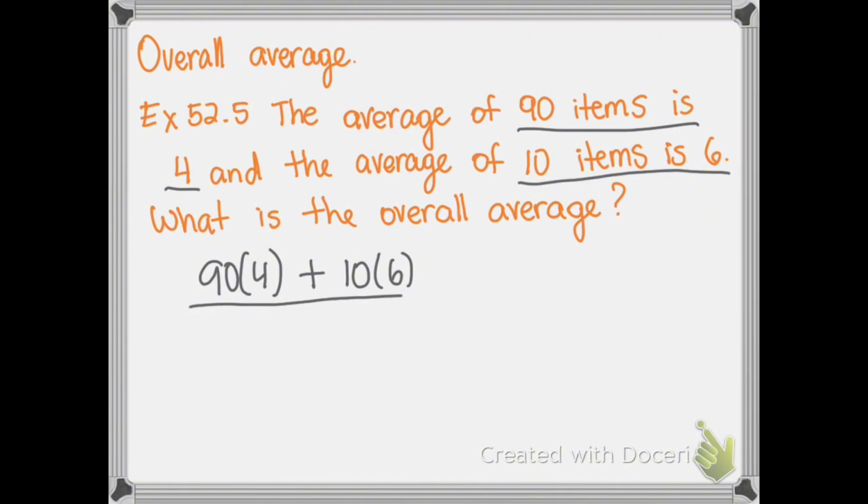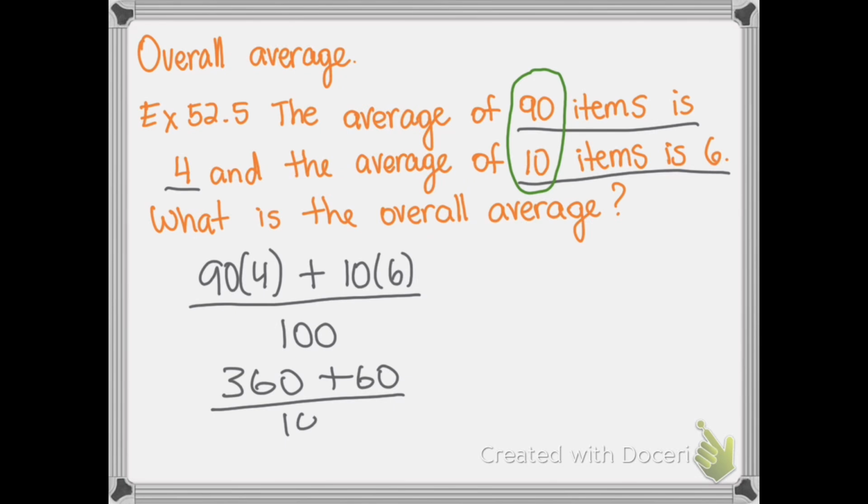Now I want to find the average of those totals, so what I need to do is divide by the amount of items. Now how many items are there? Well, if you read carefully the exercise, it says that there are 90 and 10. So the total is 100. So we simplify this. 360 plus 60 over 100. And that is 420 over 100, which is 4.2. And that would be the overall average. And that's it. Notice that is a very simple process. We just have to remember to do that multiplication and then divide by the total of items.